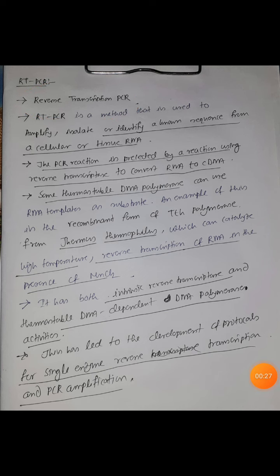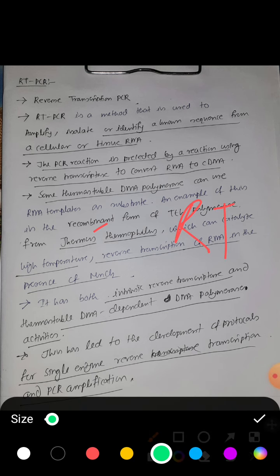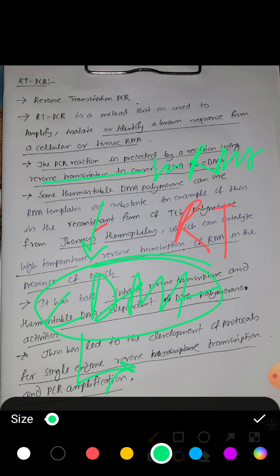Here the PCR reaction will be preceded by a reverse reaction that will be catalyzed by reverse transcriptase. This reverse transcriptase will convert the mRNA into what? Into cDNA molecule, and later the cDNA molecule can be amplified with the help of the normal PCR procedure. Then by simply using this amplified product, we can isolate or identify our desired sequences, right? So that is the idea of reverse transcription PCR.